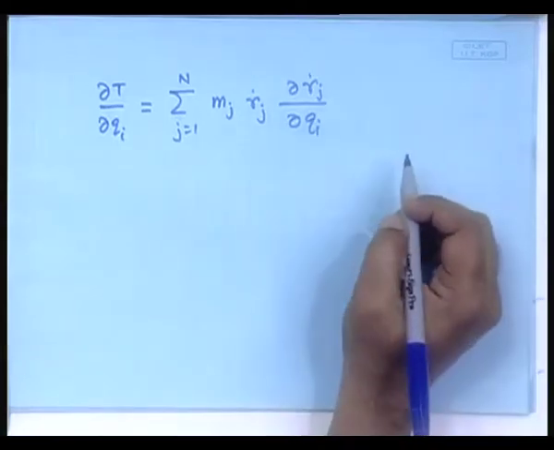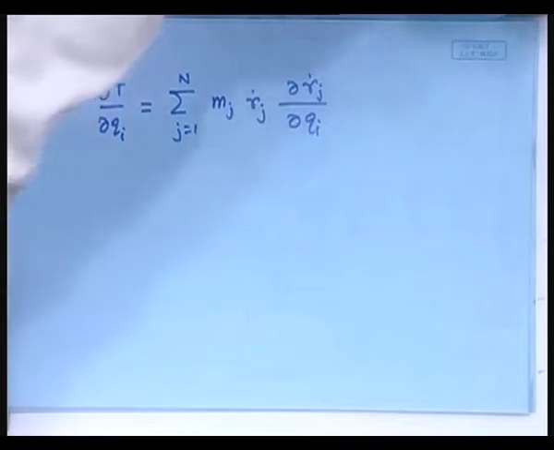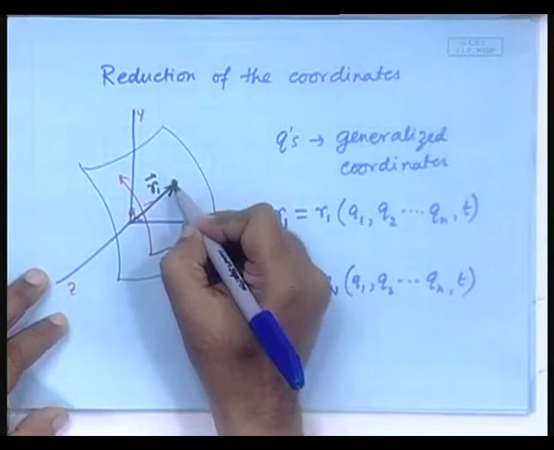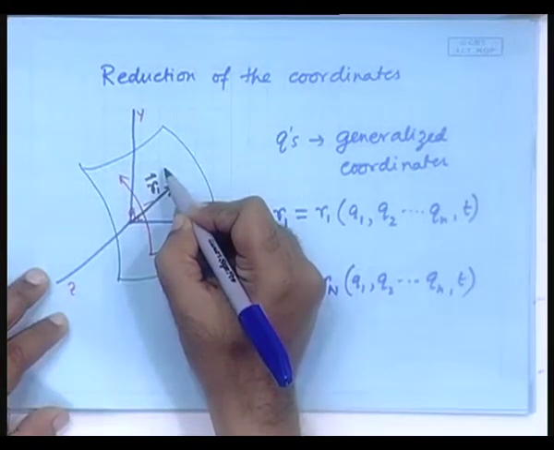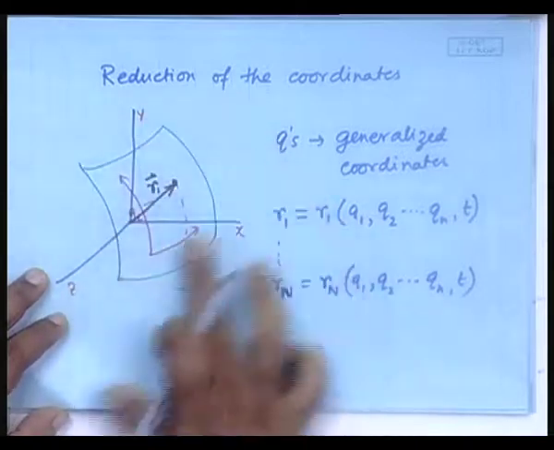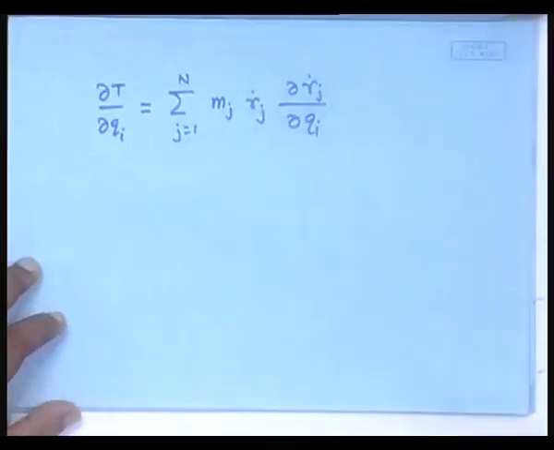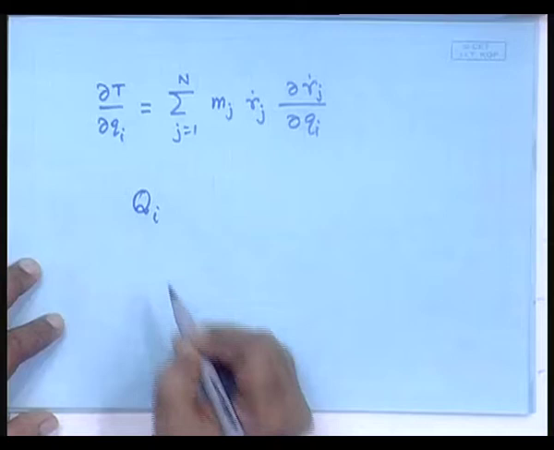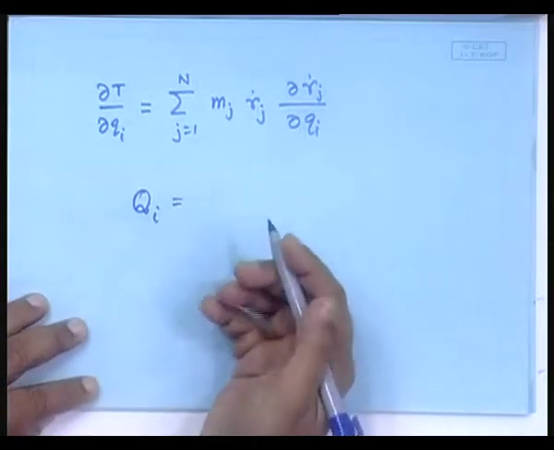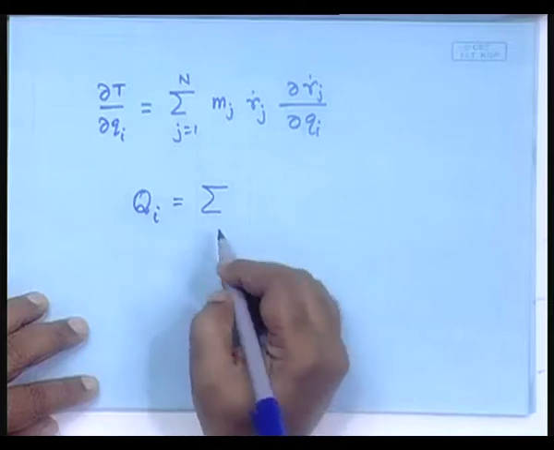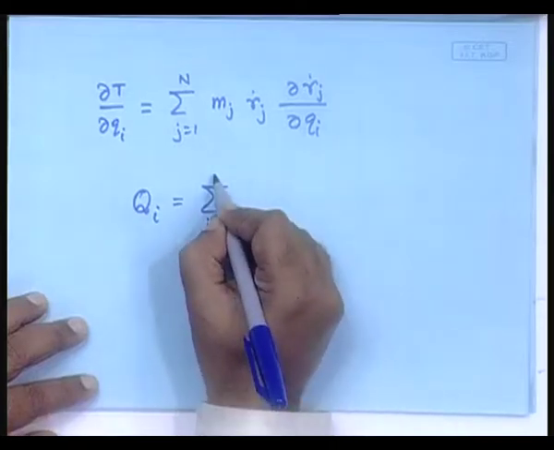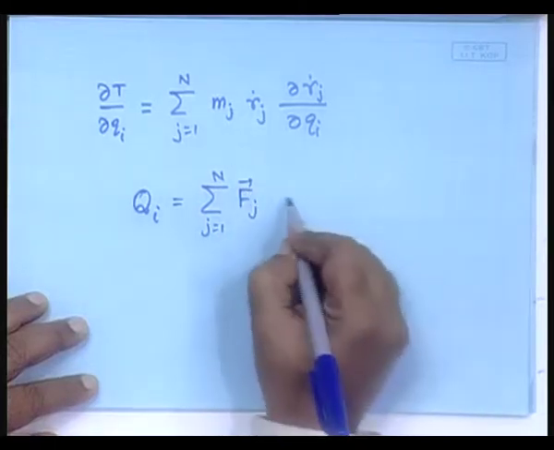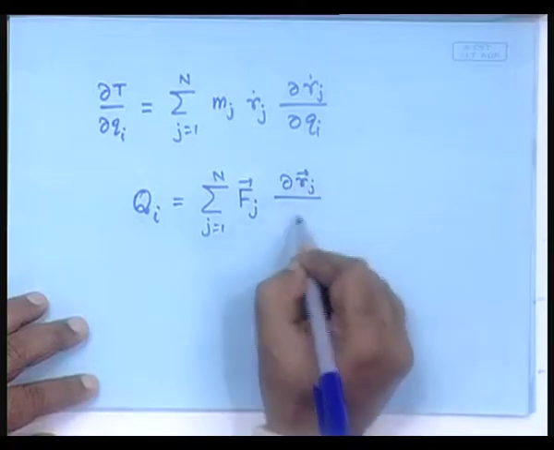Finally, if there is a force acting on this body, that force, if we now express it in terms of the new coordinates, what shape will it take? In the new coordinates, suppose that generalized force is called Q I. It will be expressed as the summation, again j equal to 1 to n, of F, this is a vector, j, times the derivative of r vector j.